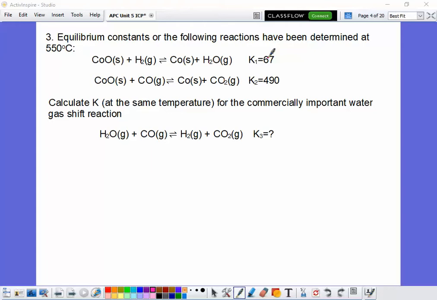What does the size of the equilibrium constant tell us about the reaction? Whether the products or the reactants are favored. Remember talking about this last class?